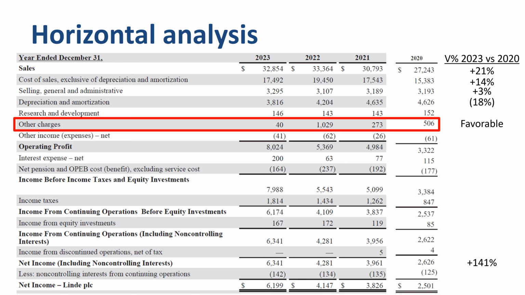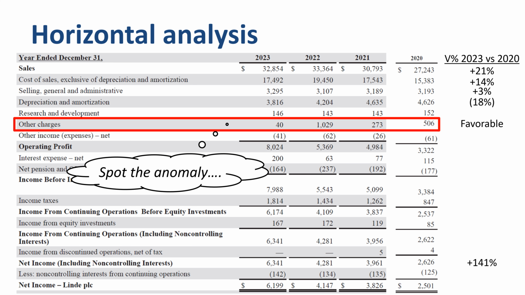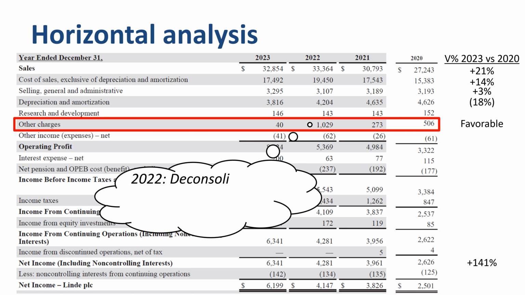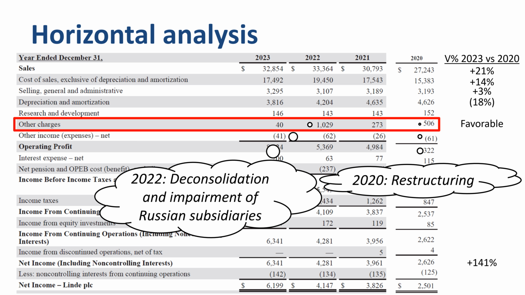Let's play the game of spot the anomaly again. Two outliers, 2022 at $1 billion and 2020 at $0.5 billion. Other charges in 2022 were caused by the deconsolidation and impairment of Russian subsidiaries. Other charges in 2020 were due to restructuring steps as part of the merger integration.